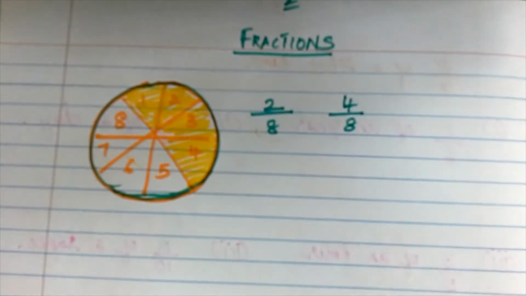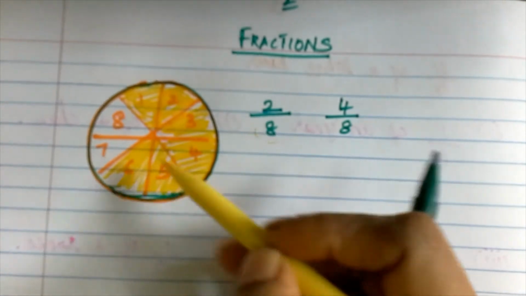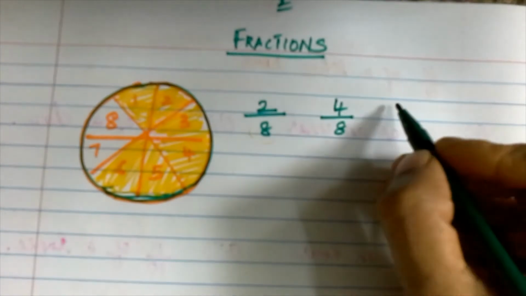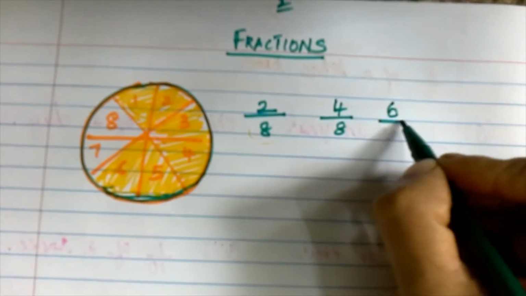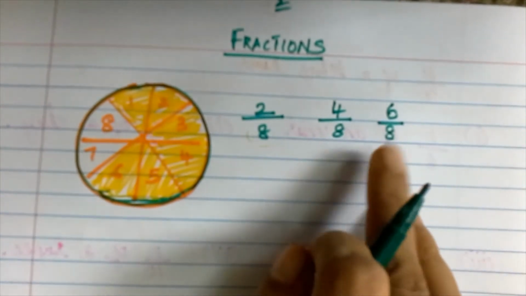Or in case you're going to have 6 slices out of 8 slices, then you will have to represent it as 6 by my total number of slices, which is 8. So this is called a fraction.